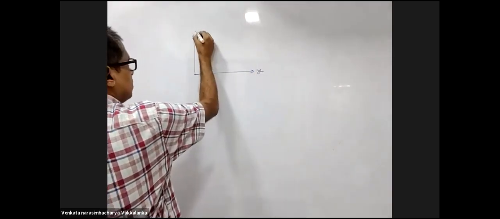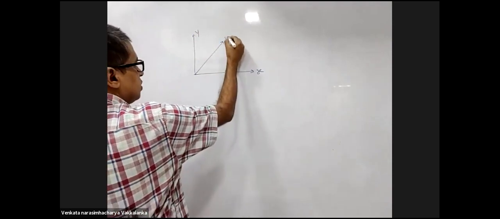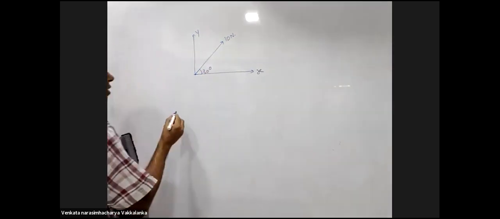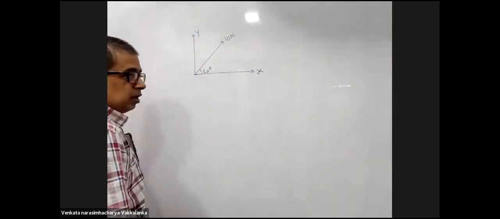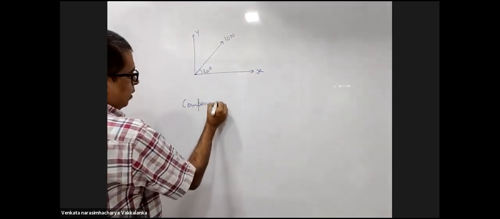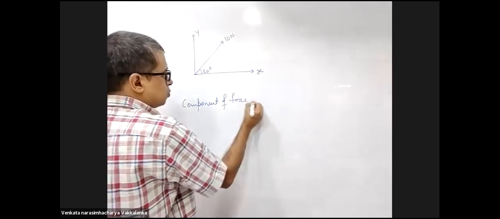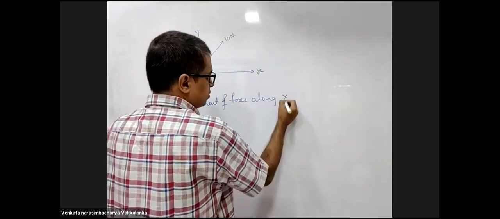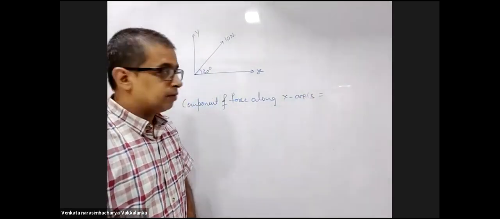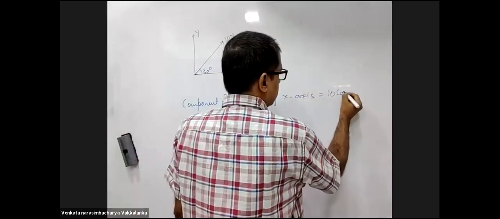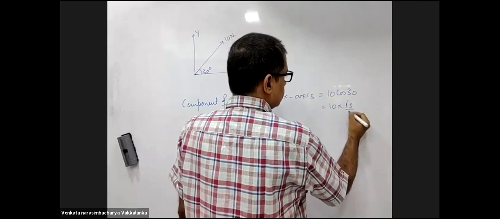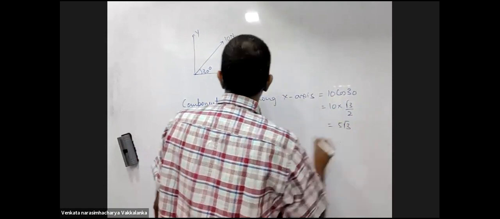This is x-axis, this is y-axis, this is a 10 Newton force, this is 30 degree. Find the component of the force along x-axis. Component of force along x-axis. 5 root 3. 10 cos theta. 10 cos 30. 10 into cos 30, which is root 3 by 2, gives 5 root 3.